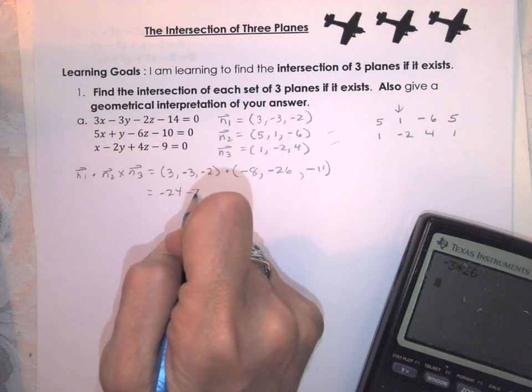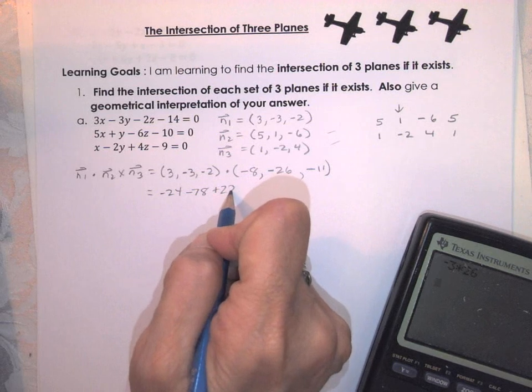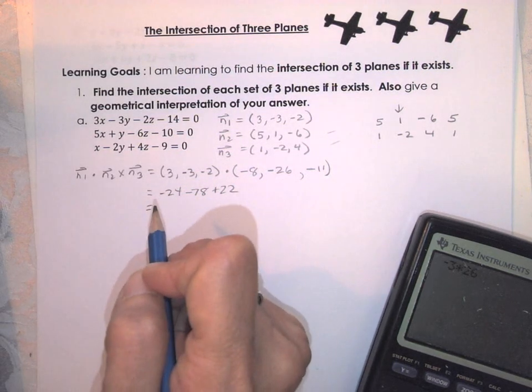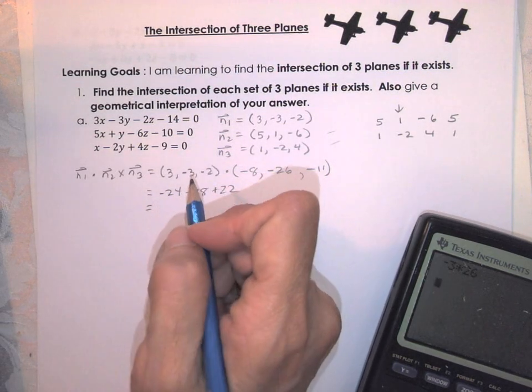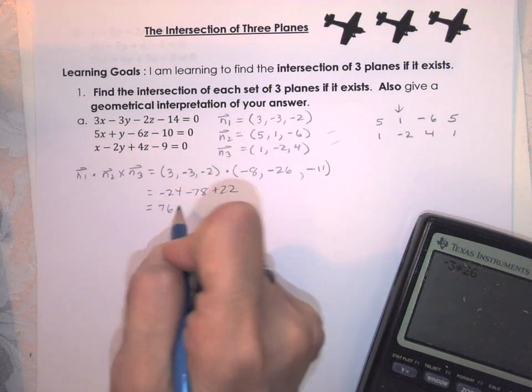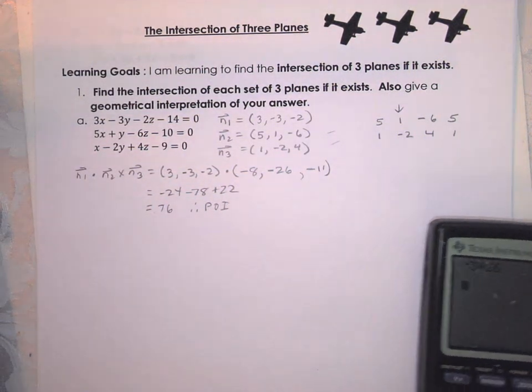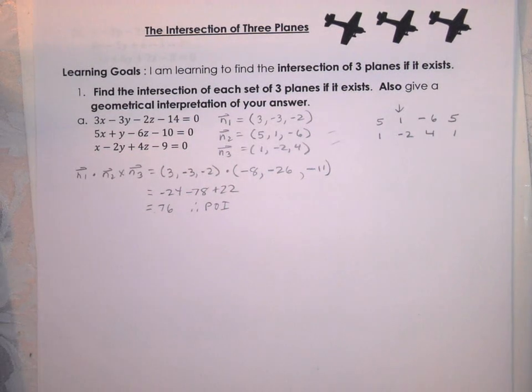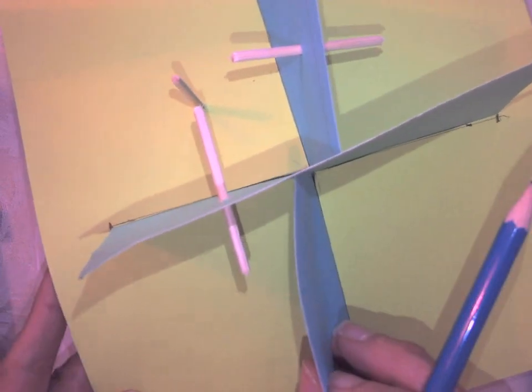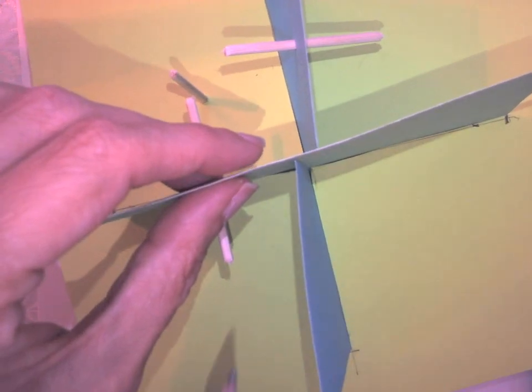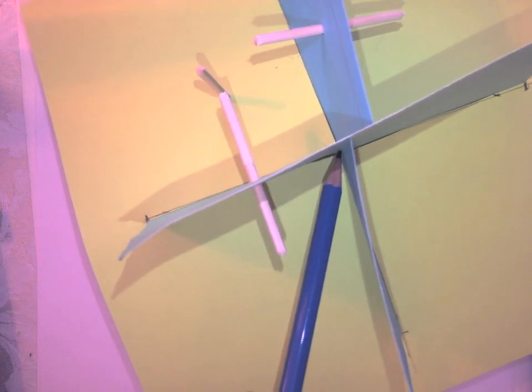And then I'm going to get negative 24 minus 78 plus 22, which is going to give me 76. So since we didn't get 0, we know automatically that there's a point of intersection, and it's going to be like this arrangement here where the three planes meet. Right where my pencil is going to be right there in the middle.